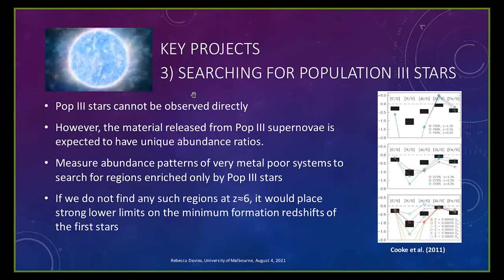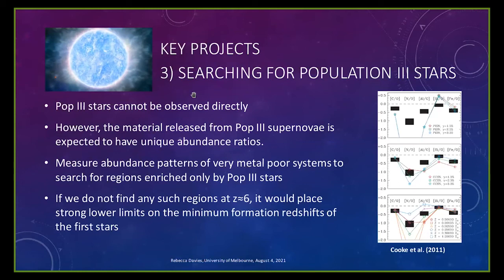And finally, a really exciting project is the search for population 3 stars. It's not possible to observe these stars directly, but the material released from population 3 supernovae should have a unique abundance pattern that allows us to find regions that were enriched by a single generation of population 3 stars. Given these models, we can use abundance measurements of very metal poor systems to try and isolate these regions.